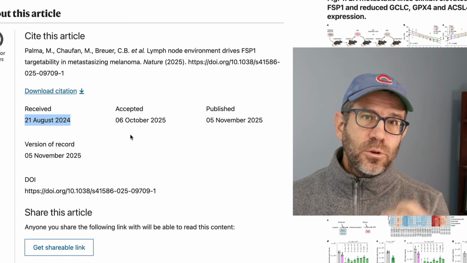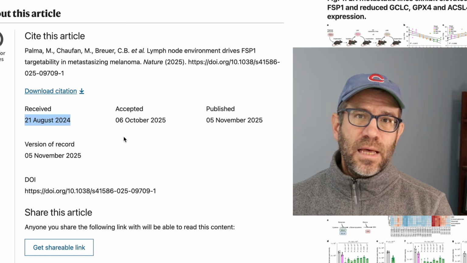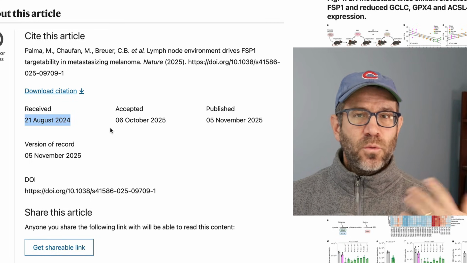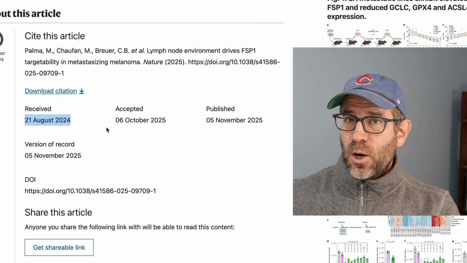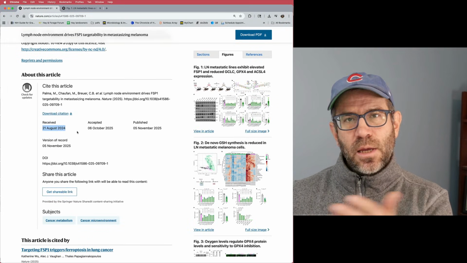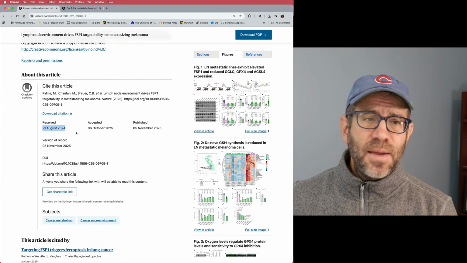Now, of course, there were multiple rounds of peer review, which means that a reviewer or set of reviewers reviewed the research, sent it back to the authors. The authors perhaps had to do more experiments. They then revised the manuscript and then resubmitted, and that can happen a couple times.